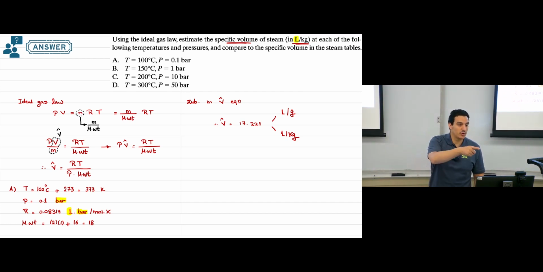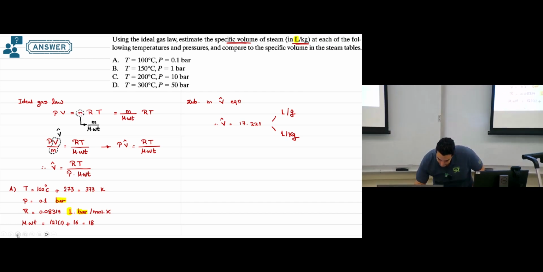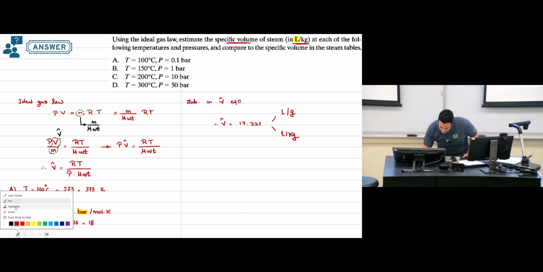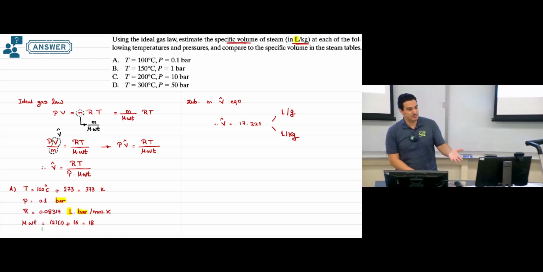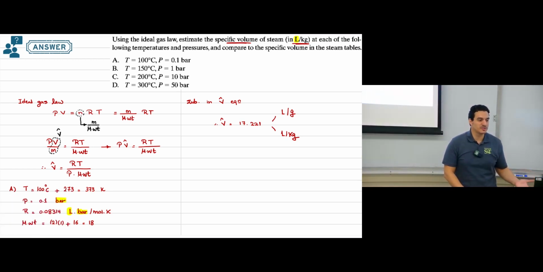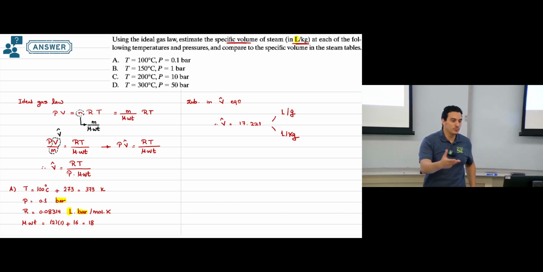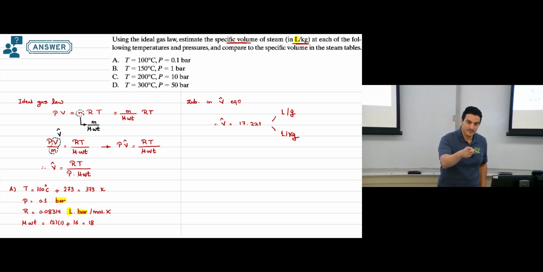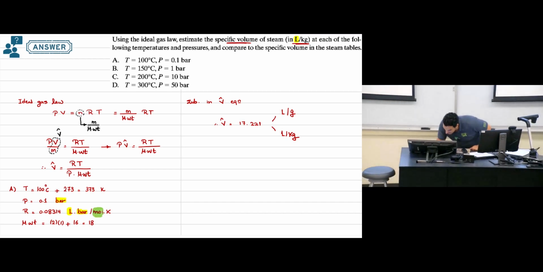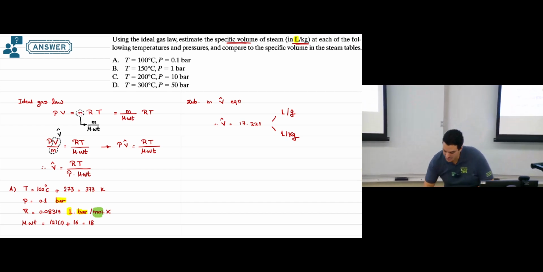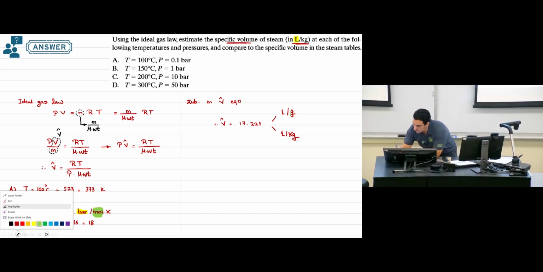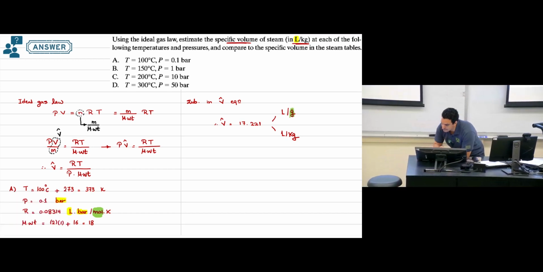Gram. Why? Because the molecular weight is grams per mole. Nope. The molecular weight is gram per mole, kilogram per kilomole, pound mass per pound mole. This is why we don't put the units. The R constant is per mole. The R is per mole. Mole is equivalent to gram. So this is why here we have this one, it will be liter per gram.